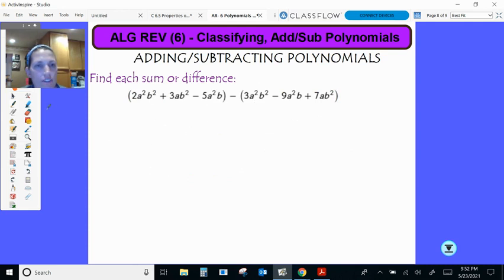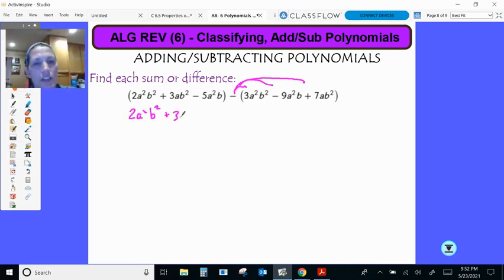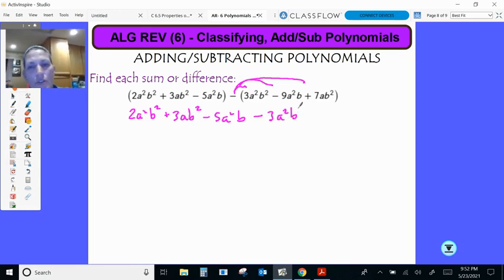Okay, so go ahead and find this one. You might want to just try this on your own, pause it, and see how you do, okay? We're going to distribute this negative all the way through. So we have 2a squared b squared plus 3ab squared minus 5a squared b minus 3a squared b squared minus 9 plus 9a squared b, and then minus 7ab squared, okay?